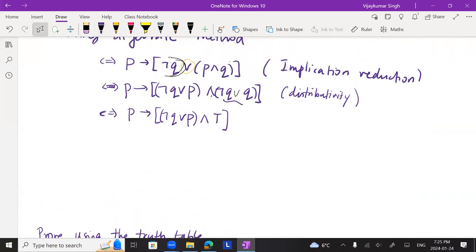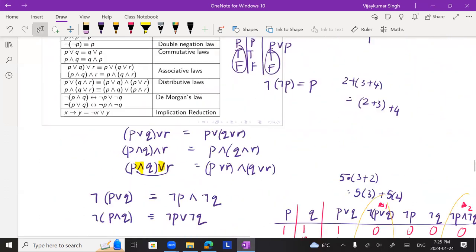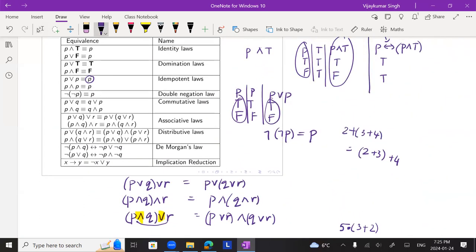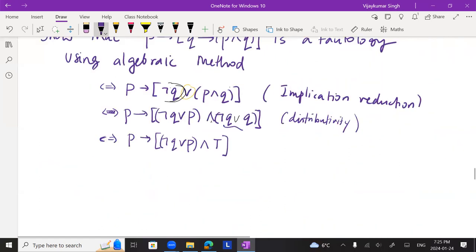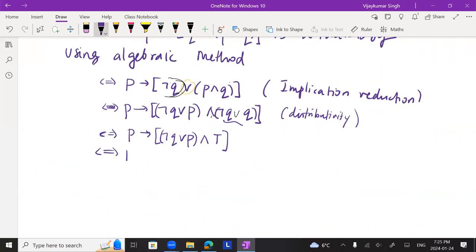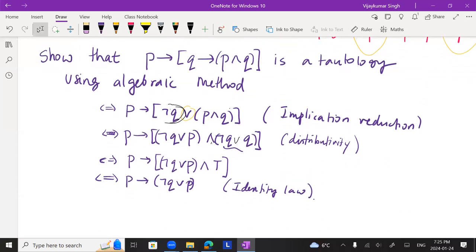So now if I have a statement and true, then what does that statement become? If I do and with true, what do I get? I get back the same statement, right? Isn't it? So this is equivalent to P implies negative Q or P. And this is an identity. Okay, so now you see that complicated statement has reduced to this.